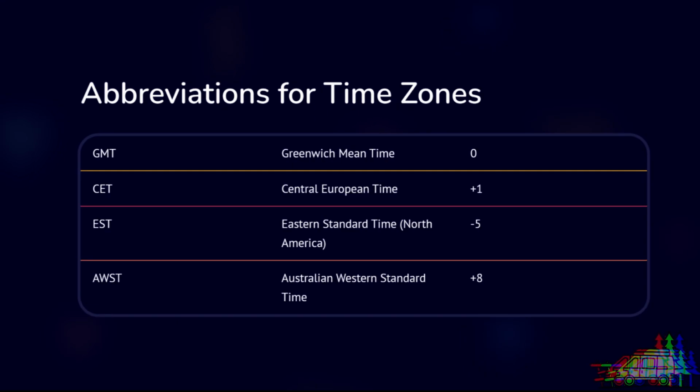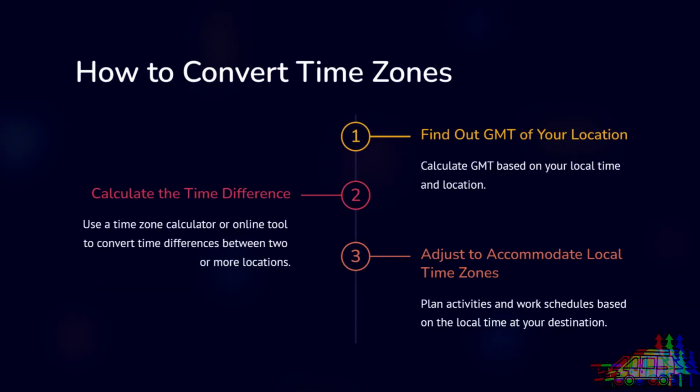Abbreviations for time zones. GMT, Greenwich Mean Time, 0. CET, Central European Time, +1. EST, Eastern Standard Time, North America, -5. AWST, Australian Western Standard Time, +8.